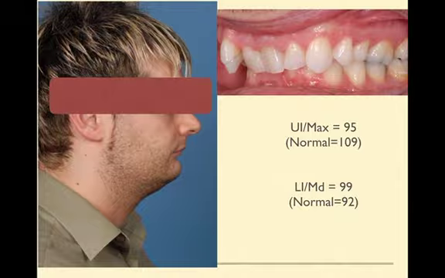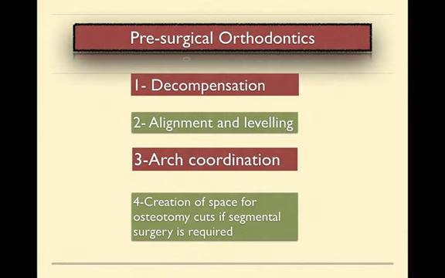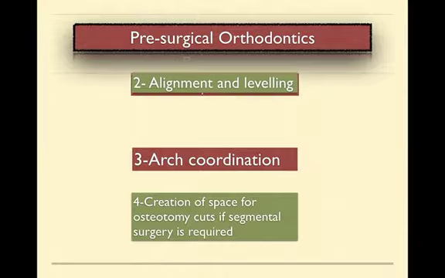And this gives us as well the support that we want for the upper lip because we're going to procline the upper incisors a lot. And the lower incisors, we have to retrocline until we get an overjet of 10 millimeters. So here we started with retroclined upper incisors, and here on the right, after the proclination, the overjet is 10 millimeters. So now we've finished decompensation, and we move to the second stage, which is alignment and leveling.